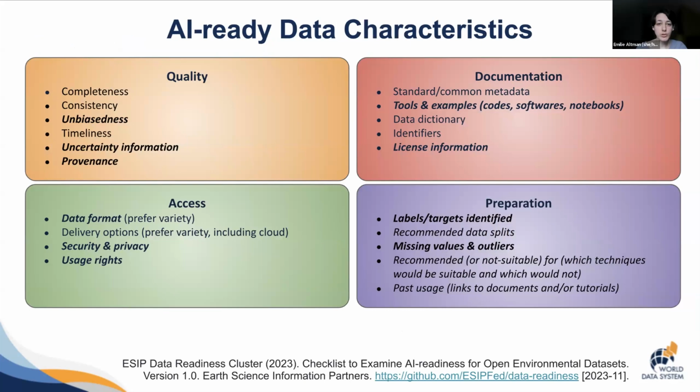This just has a brief overview of the different sections of the AI data readiness checklist. I'm not really going to go into them right now because I believe most of you are probably familiar with them, and we're short on time. But this is an overview of the four sections: quality, documentation, access, and preparation, and it lists a brief overview of the topics of the questions that are in these categories. Next slide.